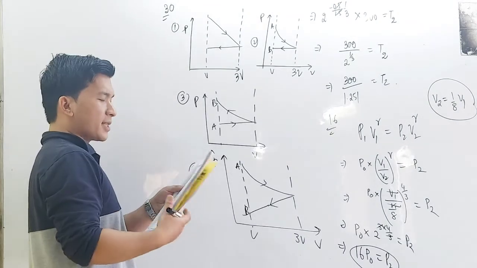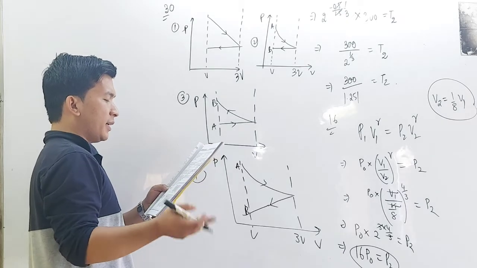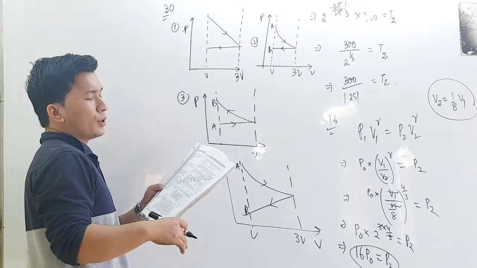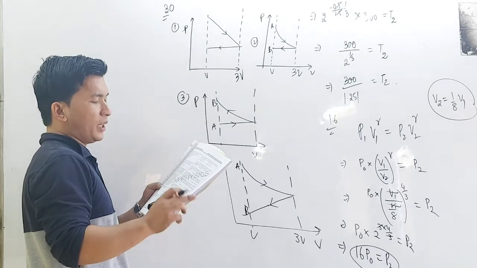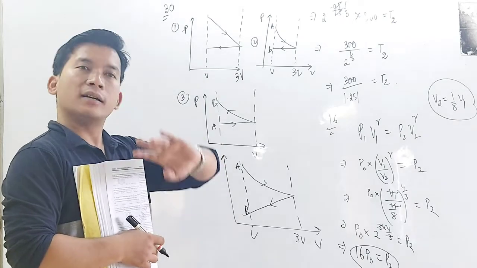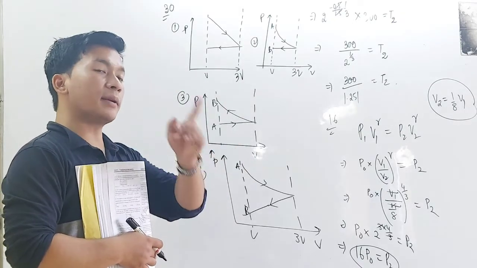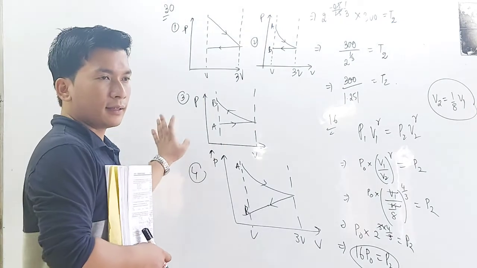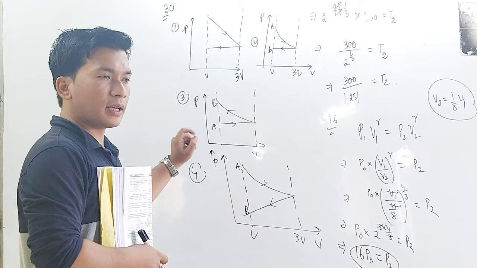Next, it undergoes a process where its volume is reduced from 3V to V naught at constant pressure. Constant pressure is the second process. The first process is isothermal, the second process is isobaric. Okay, and you have to choose the correct diagram.